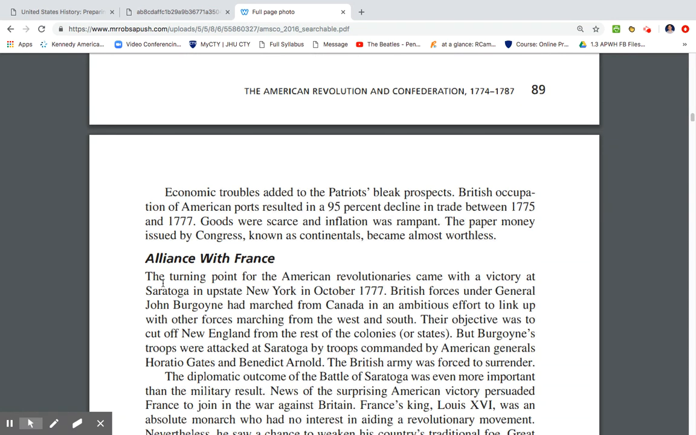Economic troubles added to the Patriots' bleak prospects. British occupation of American ports resulted in a 95% decline in trade between 75 and 77. Goods were scarce and inflation was rampant. The paper money issued by Congress, known as Continentals, became worthless. So they were also economically dying, because remember, they depended on Great Britain.